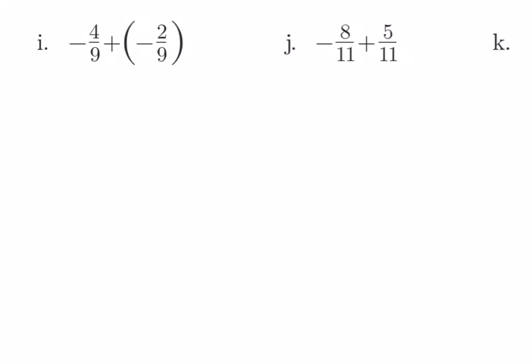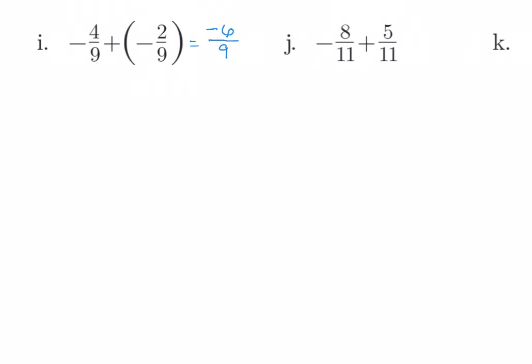All right, so if we look at example I, we have like fractions. Do we have the same signs or different signs? We do have the same signs, so I'm going to add the tops. We get 4 plus 2 is 6. I keep the sign, and I keep the denominator.